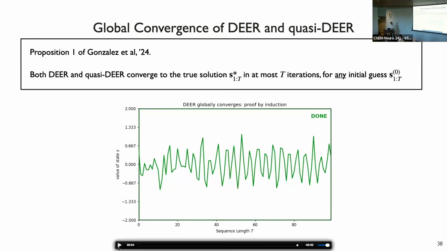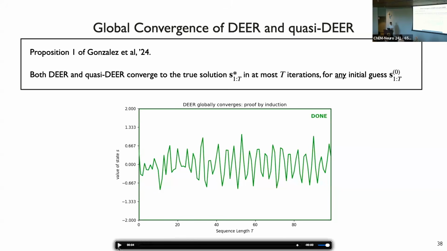Now, converging in t iterations, this guarantee of global convergence is a great thing to have. Having worked with approaches that are not globally convergent, I can say it's a lot better to work with something that's guaranteed to converge. But still, t iterations would be the same as rolling it out sequentially. So while this is a nice guarantee to have, it's not good enough.